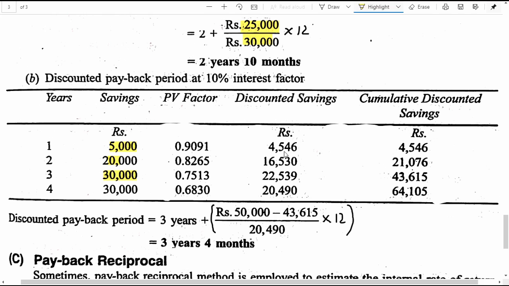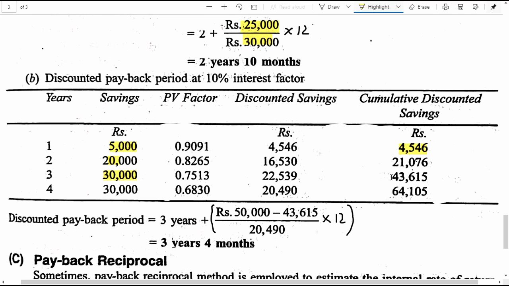You get 4,546 for the first year. This is the discounted cash inflow for the first year. For the second year, it is 16,530. For the third year, it is 22,539. For the fourth year, it becomes 20,490. Go for cumulative discounted savings. 4,546 is written as it is here, and adding the 4,546 with the 16,530, it becomes 21,076. That's the discounted cumulative cash inflow till the end of the second year.